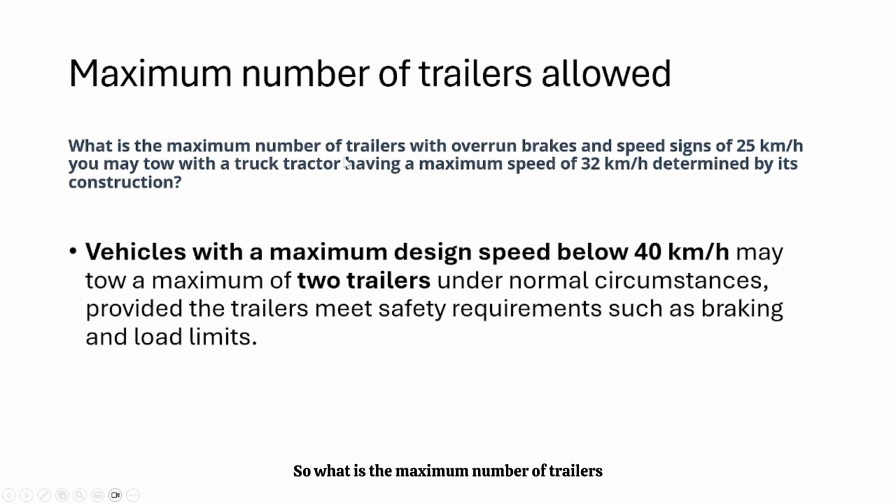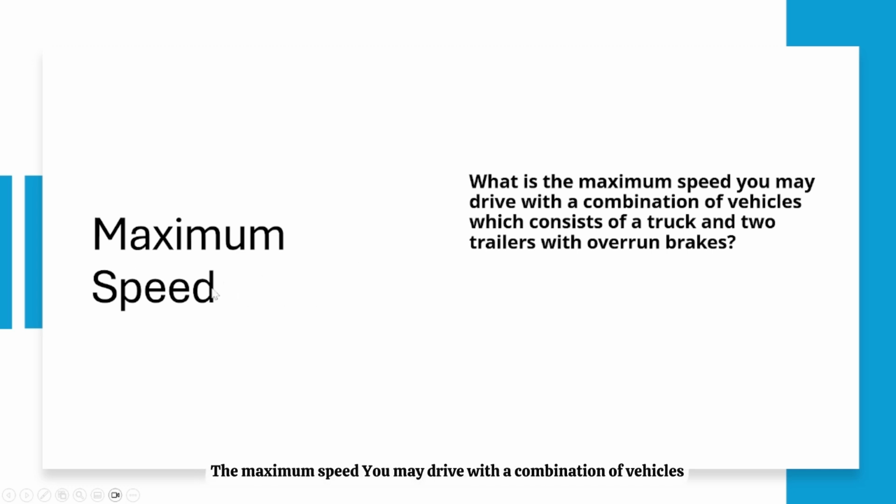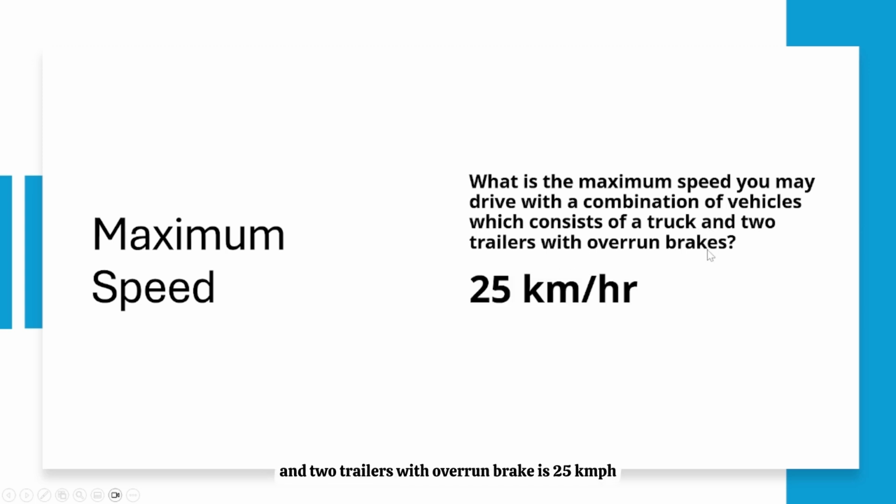So what is the maximum number of trailers with overrun brakes and speed signs of 25 km you may tow with a truck tractor having a maximum speed of 32 km per hour, determined by its construction? Okay, so the answer is 2 trailers. Okay, let's move on. The maximum speed you may drive with a combination of vehicles which consist of a truck and 2 trailers with overrun brake is 25 km per hour. Just keep a note of this.